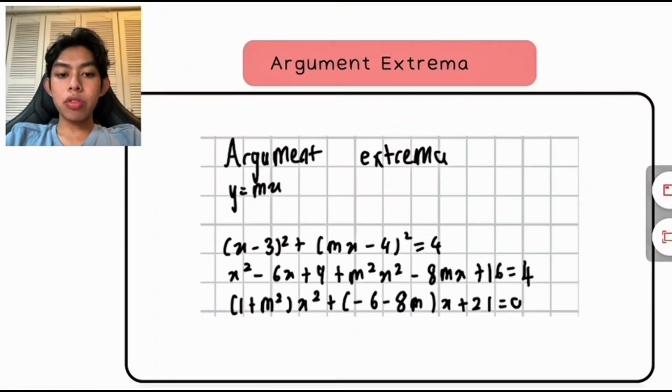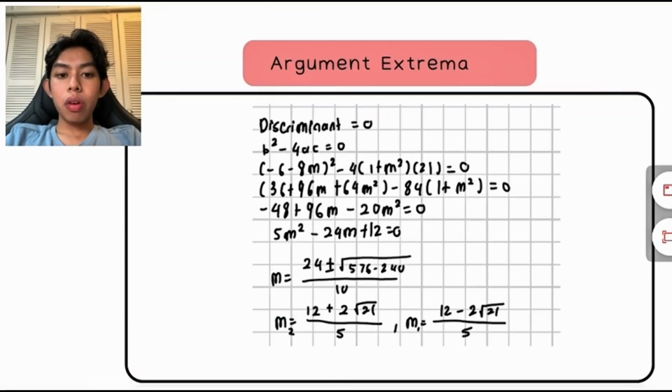Now for the argument extrema, we're supposed to substitute y equals mx into the circle equation, where once I did that, I got a quadratic, where I factorized it. And then for the discriminant, we're supposed to set it equal to 0, so we took that quadratic and substituted it into the discriminant, where I used the quadratic formula to find the values of m, where m2 is the max and m1 is the minimum.